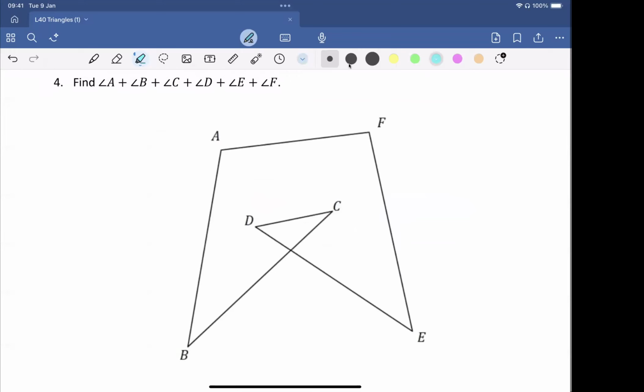Okay. A plus B plus C plus D plus E plus F. What do they want you to find? They want you to find this plus C plus D plus E plus F. All these angles added together. How can you find it? Never mind. I'll give you 2 minutes to think about it. Your time starts now.